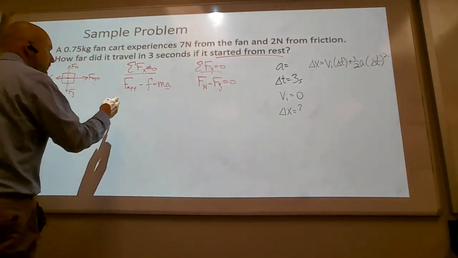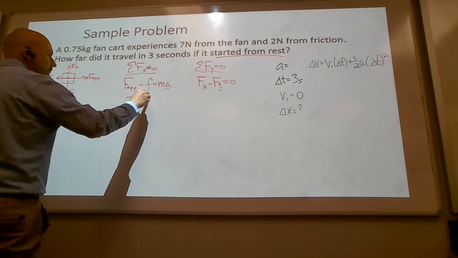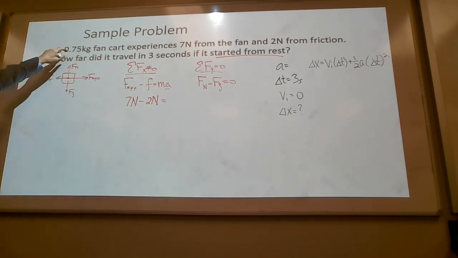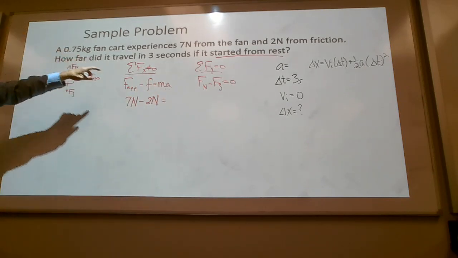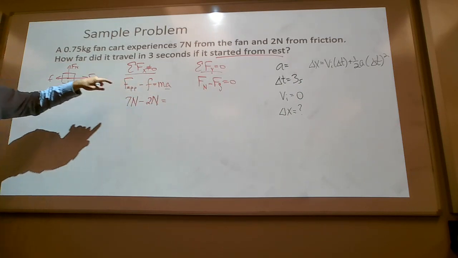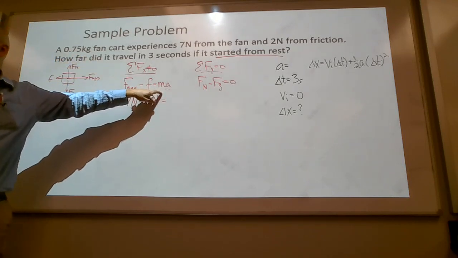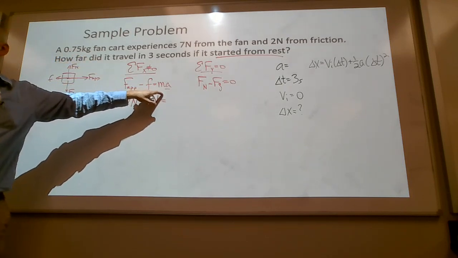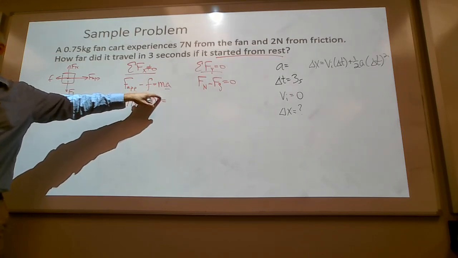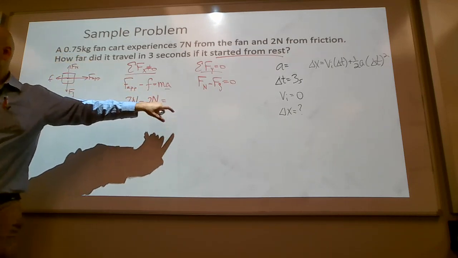So here we have 7 newtons minus 2 newtons equals mass times acceleration. Can I plug in 0.75 for here? What's the unit for mass? Kilograms. Can I plug this into here?